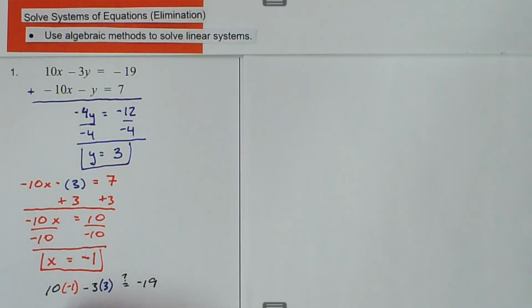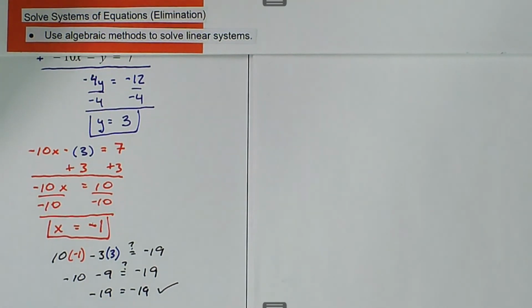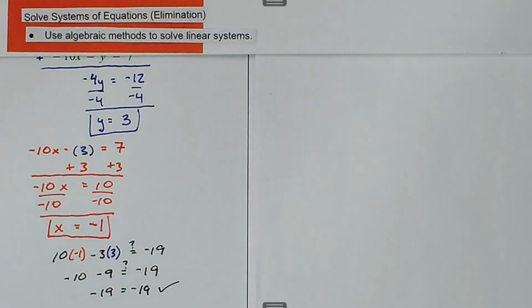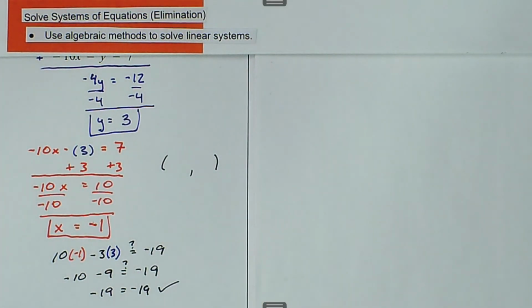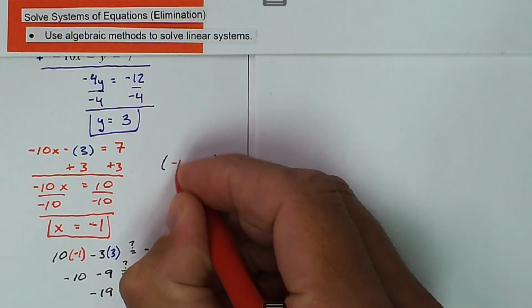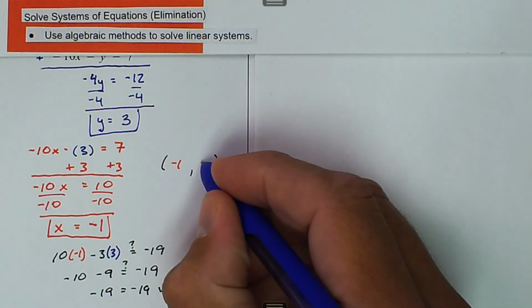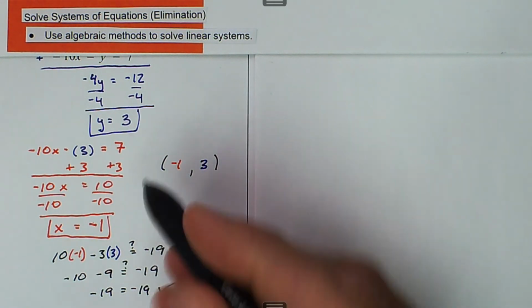So 10 times negative 1 is negative 10, minus 3 times 3, which is 9. And we're checking to see if that's equal to negative 19. And negative 19 equals negative 19. So this does work. So then our solution for this would be an ordered pair, and our x value is negative 1, and our y value is 3. And in this case, then we have one solution.